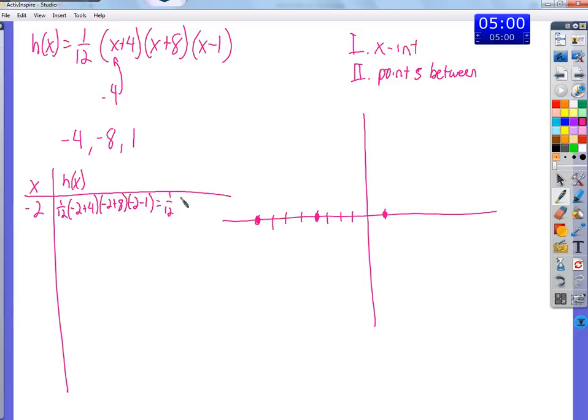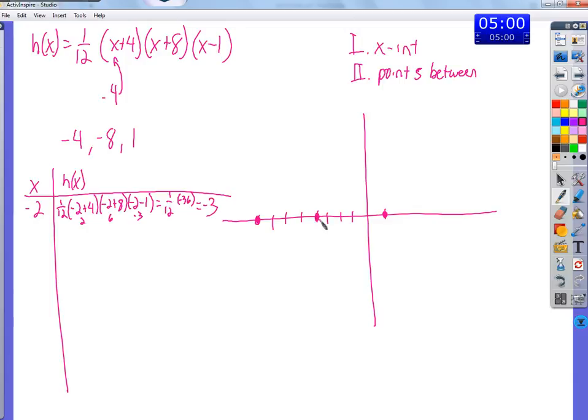So 1/12 times, let's see, this is 2, and this is 6, and this is -3. 2 times 6 times -3, -36. Just going to check that. Yeah. And what would -36 divided by 12 be? -3. See, we didn't have that 1/12. These three multiplied together, when you put in -2, would have been -36. Quite a large magnitude. But then you multiply it by 1/12, and now it's -3. It's a lot smaller. It's a lot closer to 0.